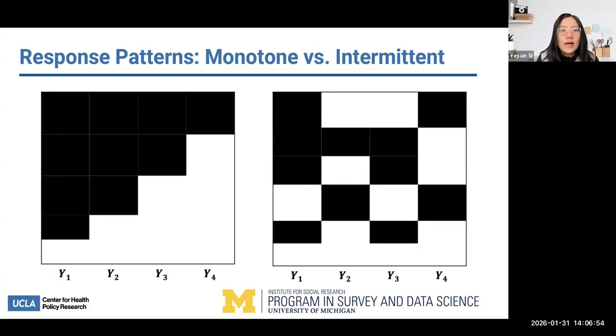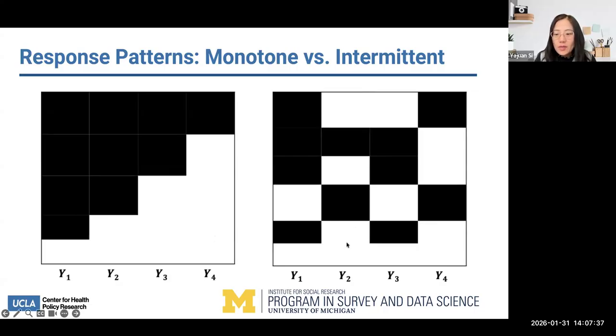When we look at non-response, we should start by examining response patterns. Here we have a monotone response pattern, which means that if the participant drops out in one study, he or she will not come back in subsequent waves. The right side shows a response pattern that is intermittent. That means if the participant has missed a particular wave of data collection, but comes back in subsequent waves, we have an intermittent response pattern.